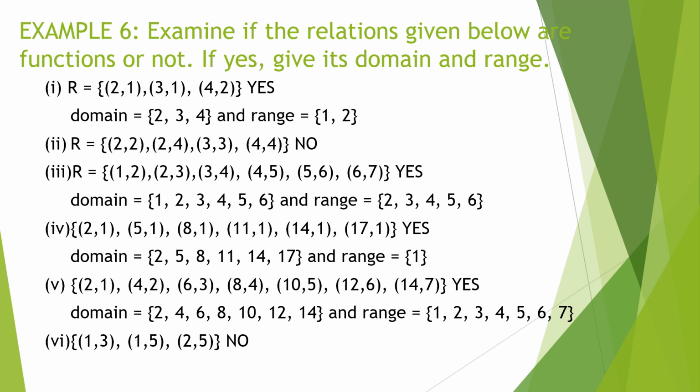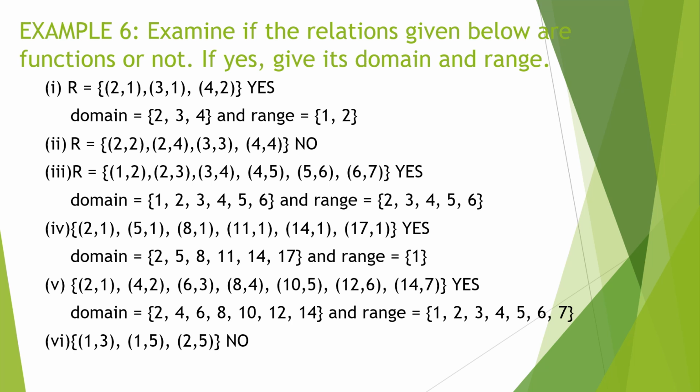Fourth one, {(2, 1), (5, 1), (8, 1), (11, 1), (14, 1), (17, 1)}. It is a function because the first element of any of the ordered pairs is not the same. Domain is 2, 5, 8, 11, 14 and 17, and for the range, all the ordered pairs have the same image, which is 1. So the range is {1}. Remember, the range is 1 over here because all the ordered pairs have the same second element. Fifth one, {(2, 1), (4, 2), (6, 3), (8, 4), (10, 5), (12, 6), (14, 7)}. Yes, it is again a function and the domain is 2, 4, 6, 8, 10, 12, 14 and range is 1, 2, 3, 4, 5, 6, 7.